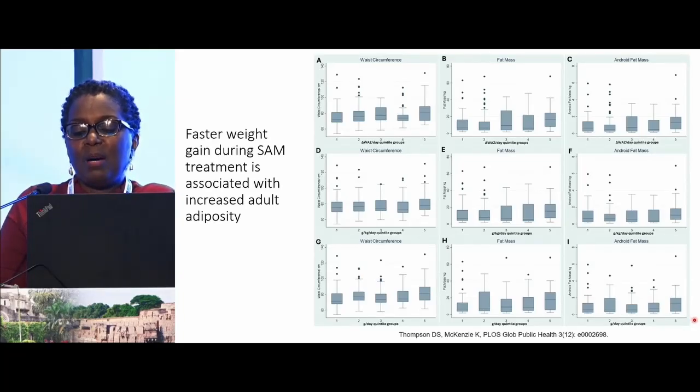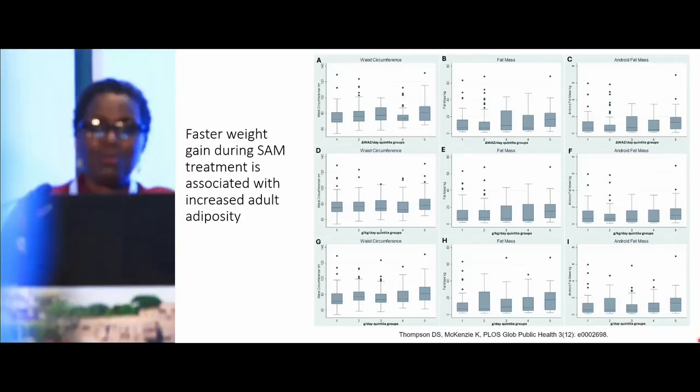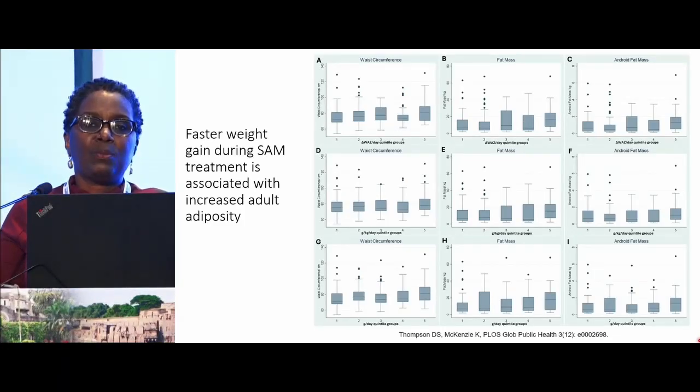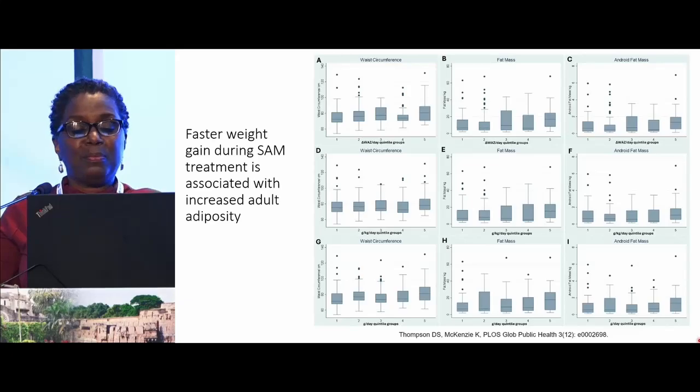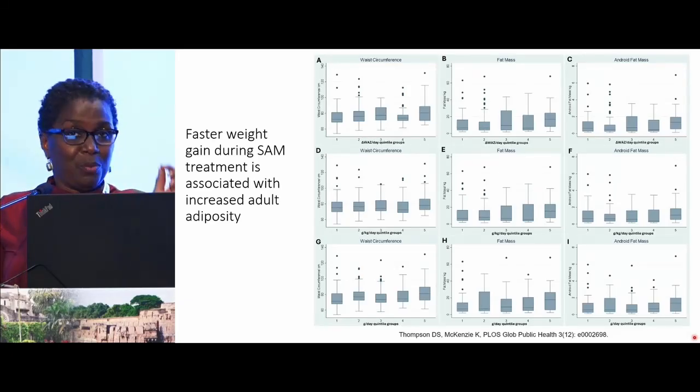We demonstrated a positive association between weight gain exceeding 13 grams per kilogram per day and adult waist circumference, fat mass, and android fat mass in regression models that adjusted for age, sex, and minimum weight for age Z scores. So what we saw here was essentially a threshold effect. When we compared quintile 5, which is the highest weight gain, to quintile 1, which is the lowest weight gain, we saw this association between weight gain and adult adiposity.